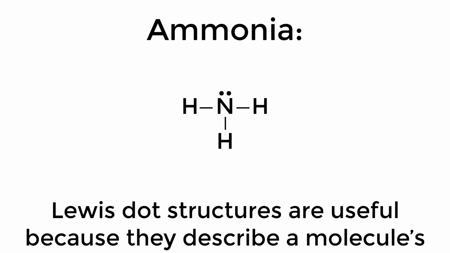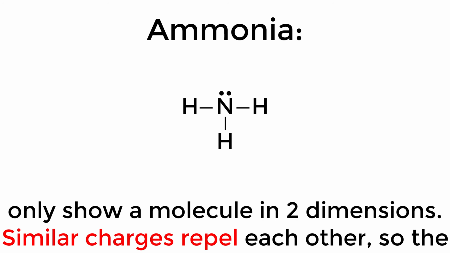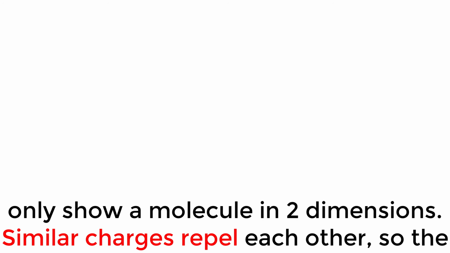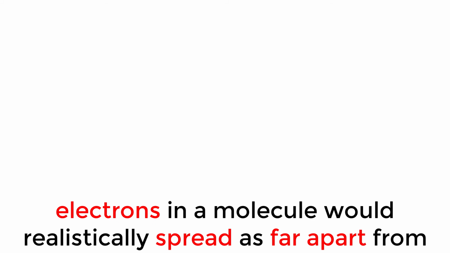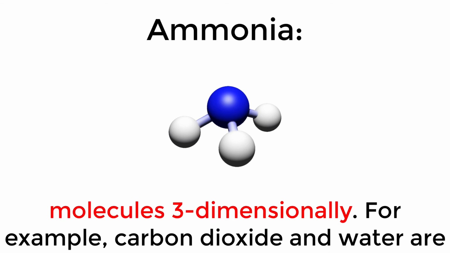Lewis dot structures are useful because they describe a molecule's structure. However, these structural formulas are not realistic because they only show a molecule in 2 dimensions. Similar charges repel each other, so the electrons in a molecule would realistically spread as far apart from each other as possible. Ball and stick models can be used to represent molecules 3-dimensionally.